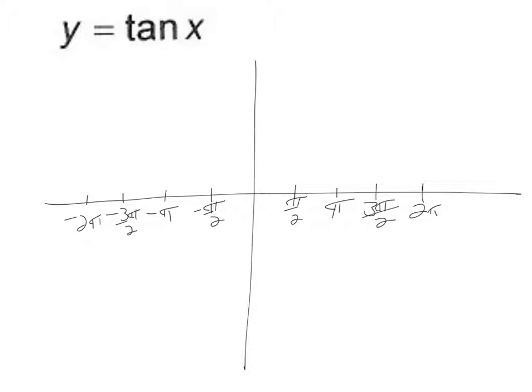Tangent. You may recall on the unit circle that the tangent is undefined at the very top and at the very bottom of the unit circle. It's undefined then at pi over 2. So if it's undefined, we put a vertical asymptote. It's also undefined at 3 pi over 2. And so it would be undefined at the negatives of those angles too.